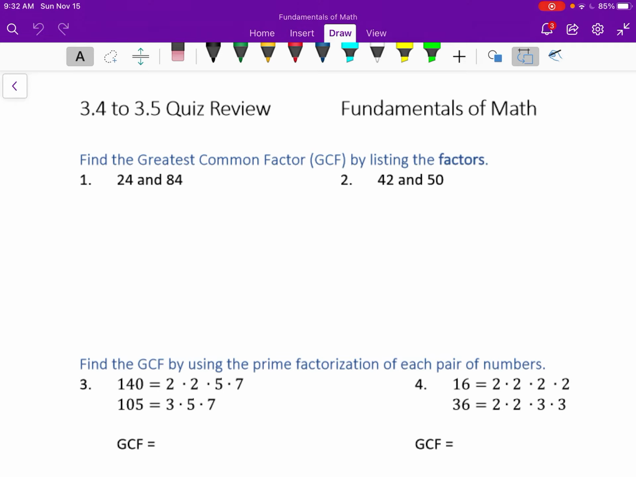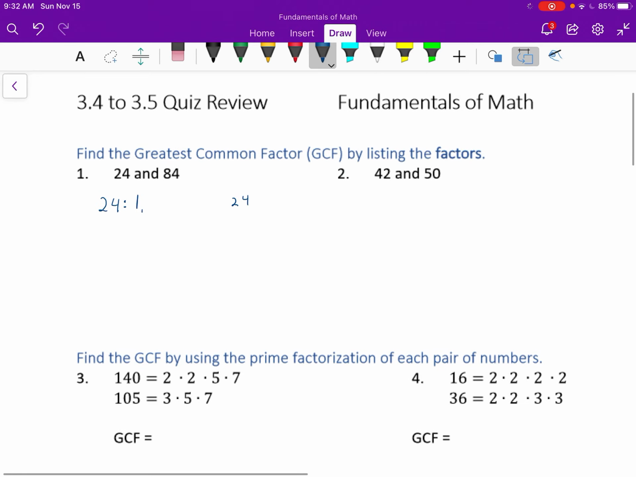All right, so the directions say find the greatest common factor, also known as the GCF, by listing the factors. So what we want to do is take 24 and list the factors. We just start with 1 and work our way up. So 1 goes into 24 24 times. And then we think about 2. Does 2 go into 24? Yeah, that's 2 times 12.